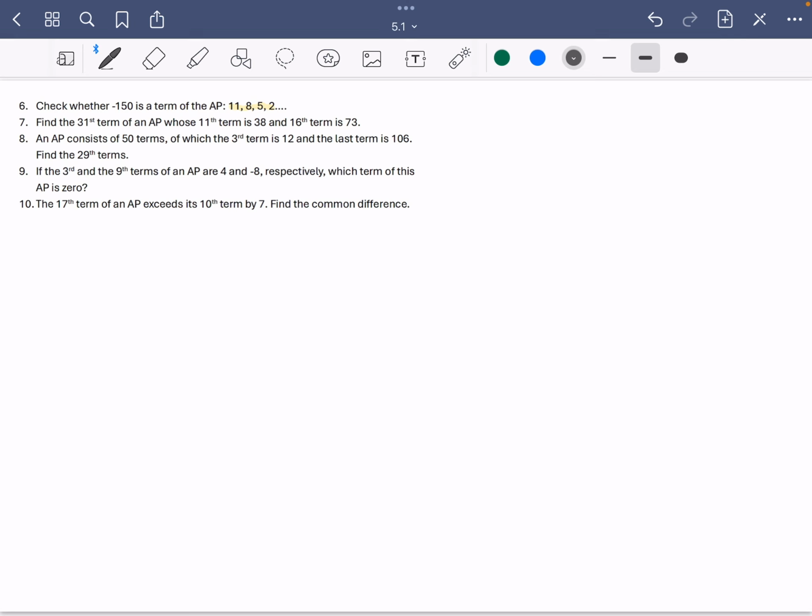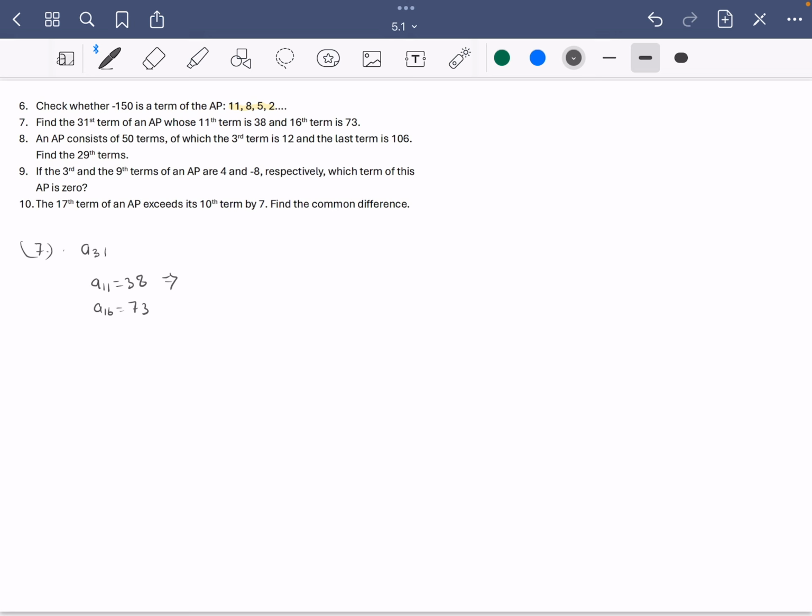Next question, find the 31st term of an AP. So we have to find A31, 7th question. An AP whose 11th term is 38. The 11th term A11 is given as 38, and the 16th term is 73. So we'll use the formula for the general term of an AP.